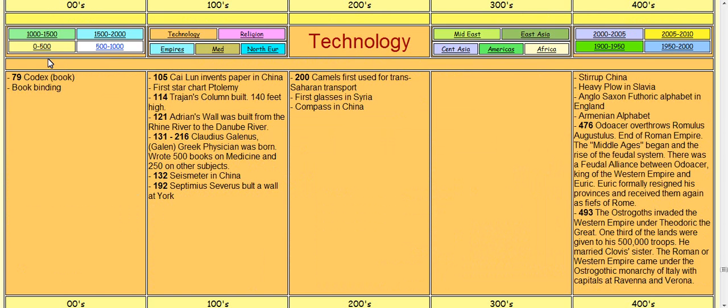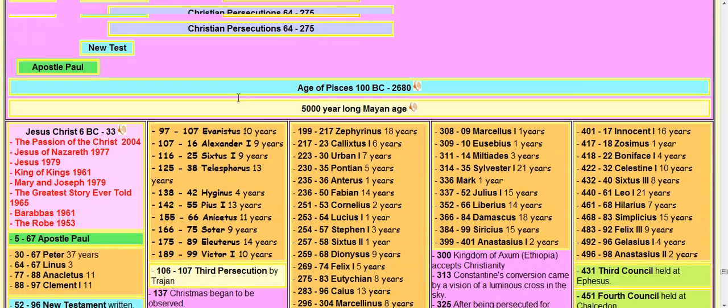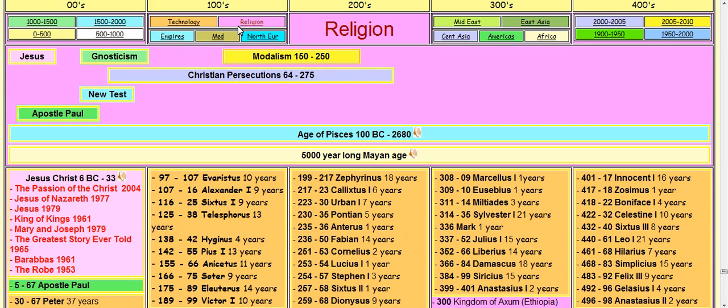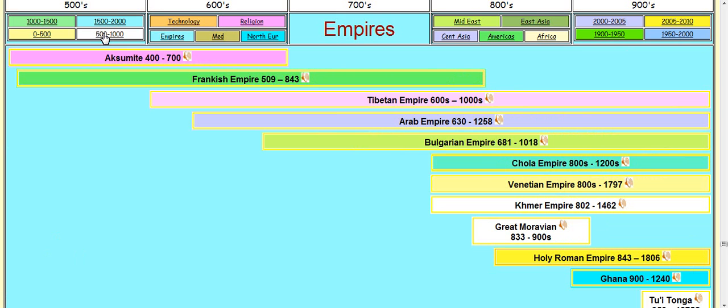Or you can look at different parts of the world in the 0 to 500 year period. Technology at that time, we had modalism, which was a religion, and here are all the different popes I have in religion. I actually don't have religion anymore. I broke it up. I don't have empires anymore either, but these are all the different empires that happened. If you wanted to trace empires, this is our only opportunity because this page doesn't exist anymore. Moving forward in empires, let's see.